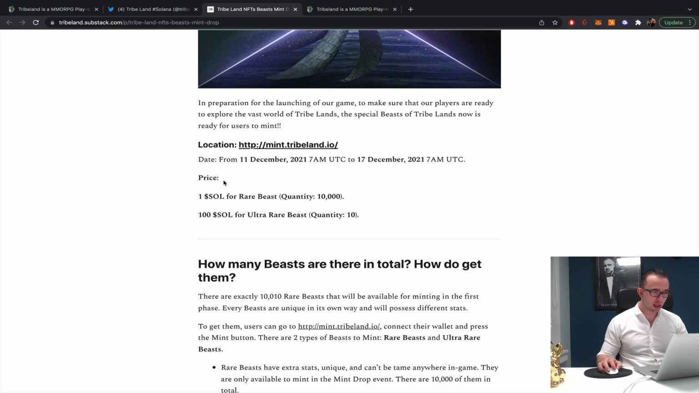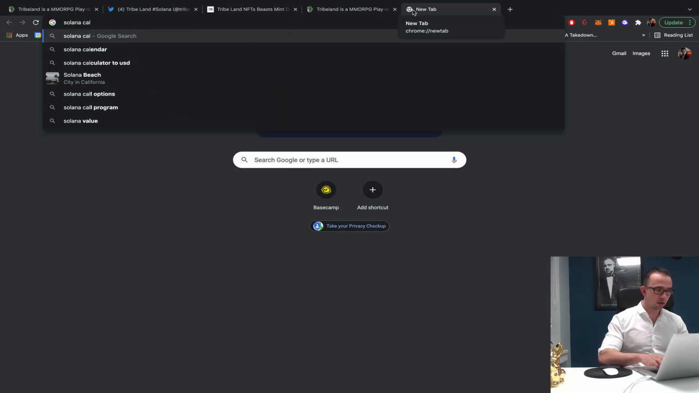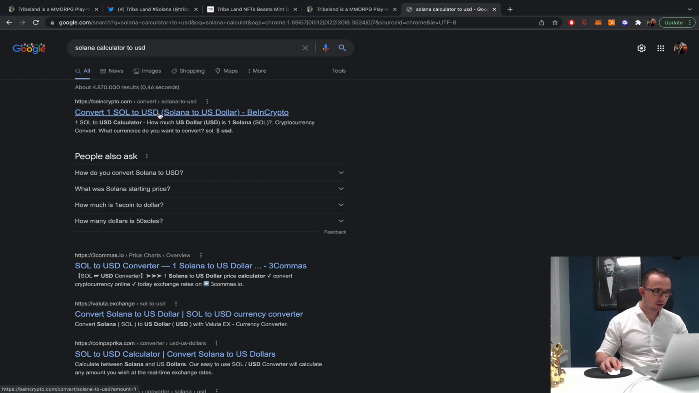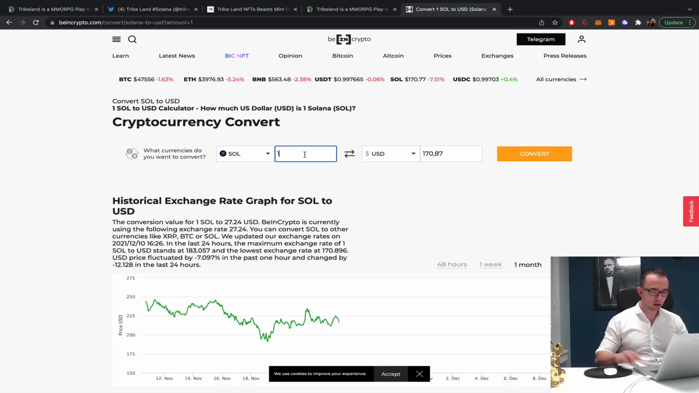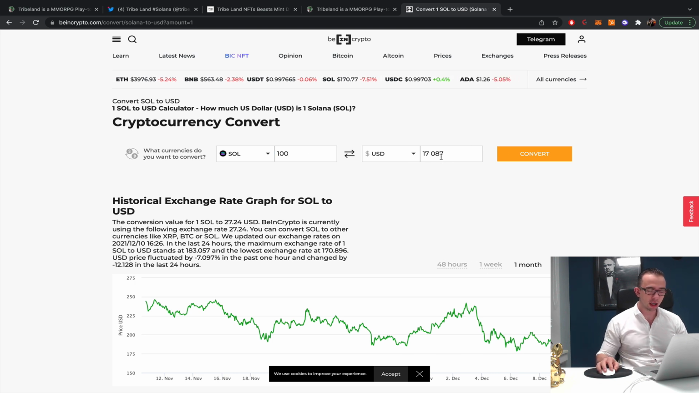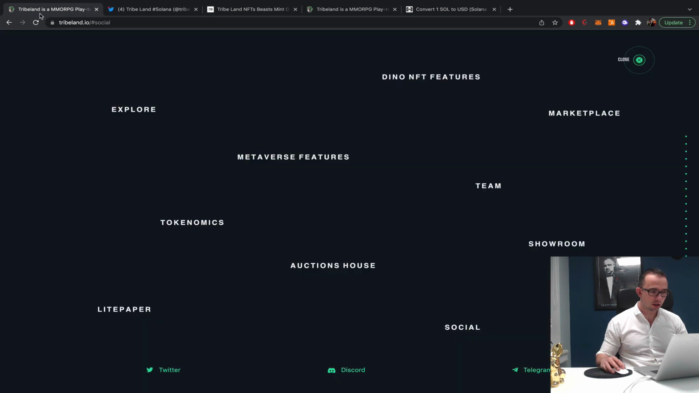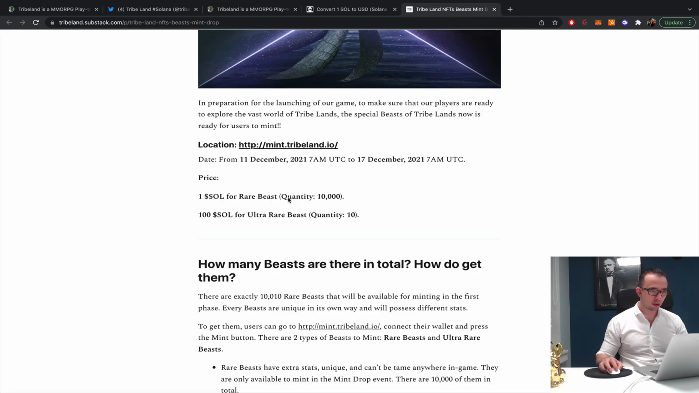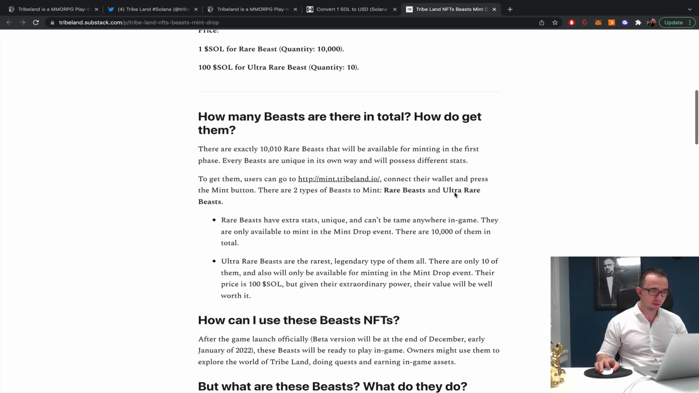Okay, mint drop announcement, from 11th to 17th, one Solana for a rare beast, 100 Solana for an ultra rare beast. 100 Solana, okay. Solana calculator to USD. 100 Solana right now is 17K, and one Solana for a normal one is about $170, right? Yeah, for a rare beast, 10,000 total, and an ultra rare beast, 100 Solana, 17K. All right, there are exactly 10,010 rare beasts that will be available for minting in the first phase. In the first phase, so they're going to do more.